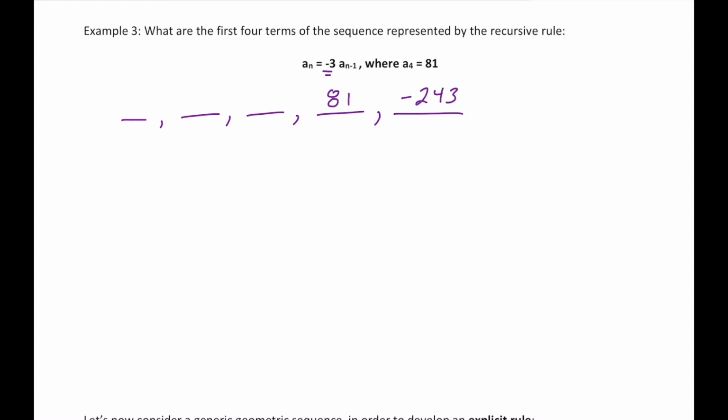All right, the number after 81 would have been negative 243, because I multiplied by negative 3. Now, if I'm going backwards to the left, I'm going to divide by negative 3. The third term would be negative 27. If I divide that by negative 3, I get 9. And if I divide that by negative 3, I get negative 3. And this asked me for the first 4 terms, which means I didn't need that negative 243. And that's it.